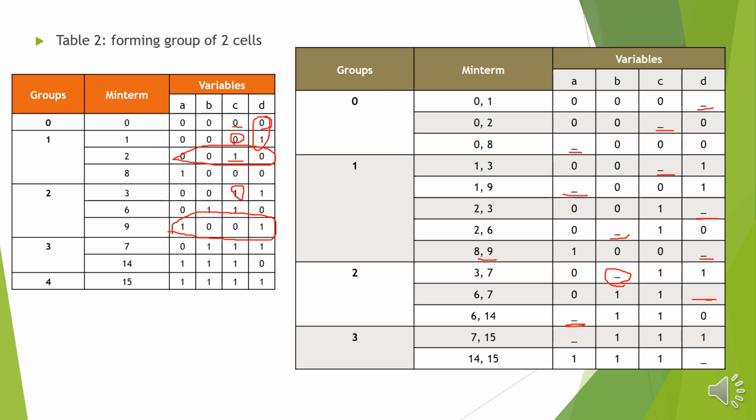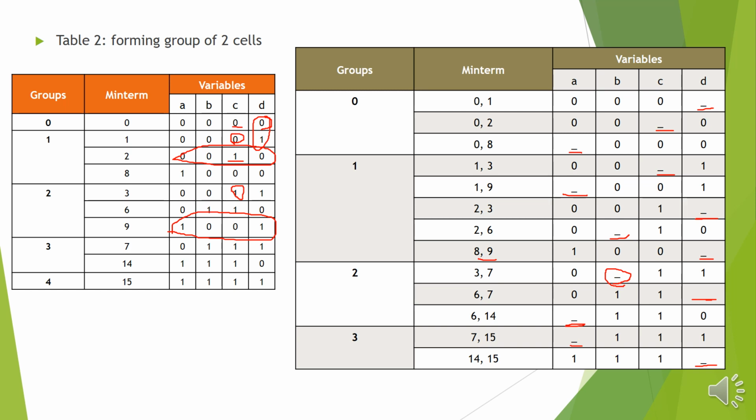Then I'll proceed with group 3 and group 4 here. So 7 with 15 is possible because only A is logical adjacent. And 14 with 15, of course, D is logical adjacent. Okay, so now you have one more table, called grouping of two cells.